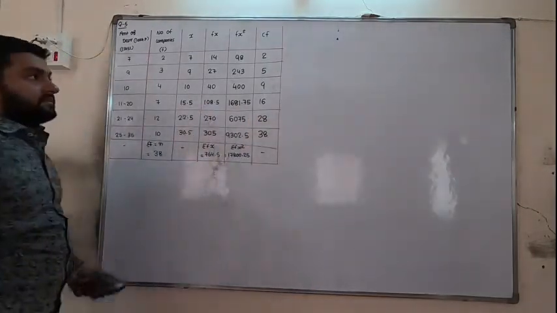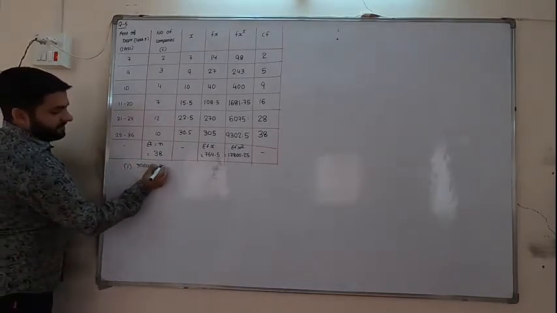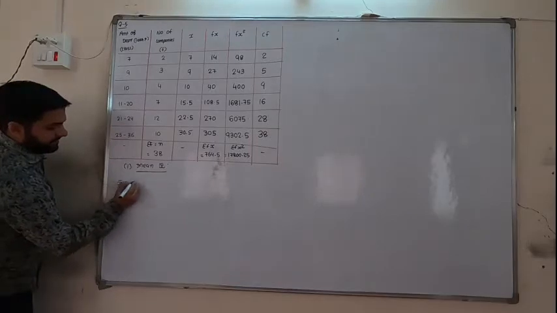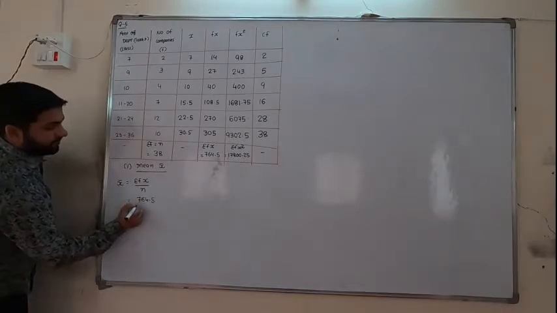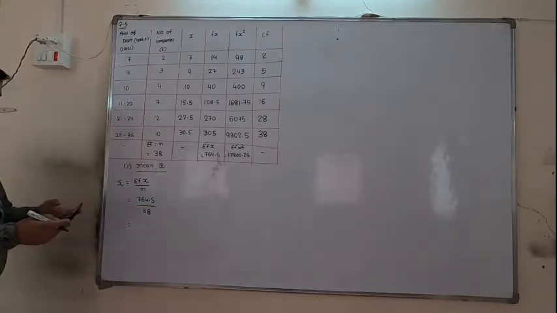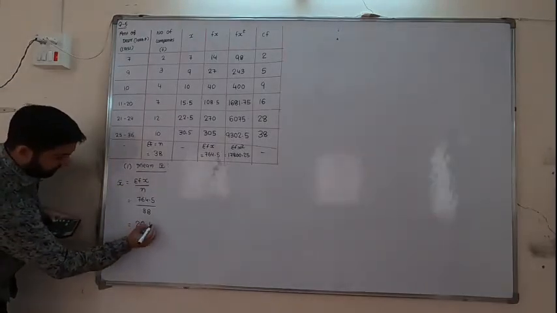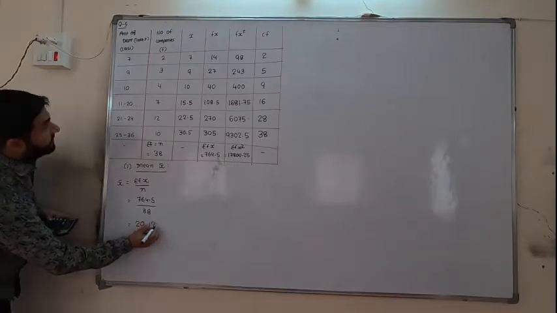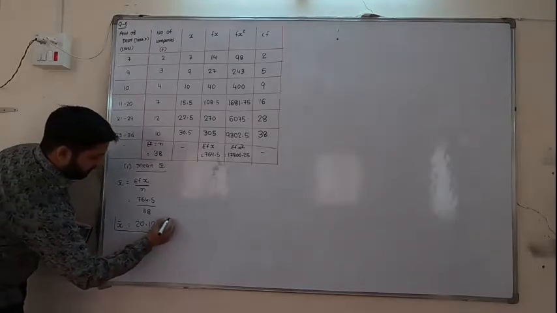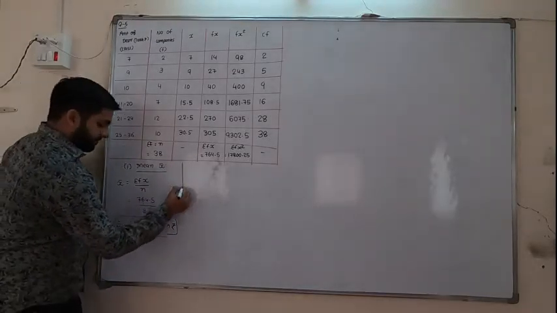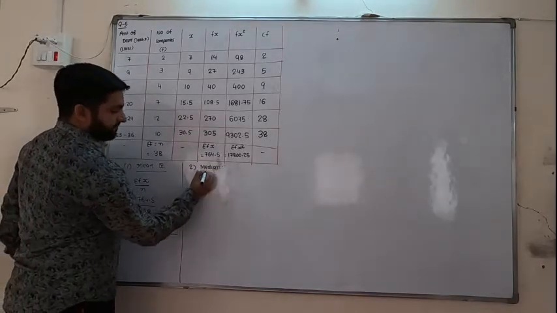Okay, now first the mean. x bar is equal to sigma fx by n. 764.5 divided by 38 is 20.118, so 20.12 lakh rupees. Second step, median.